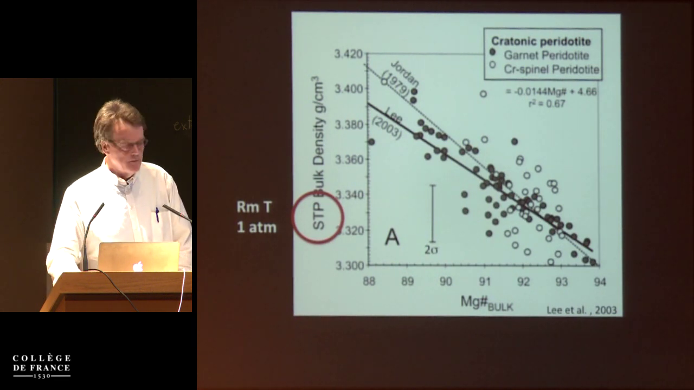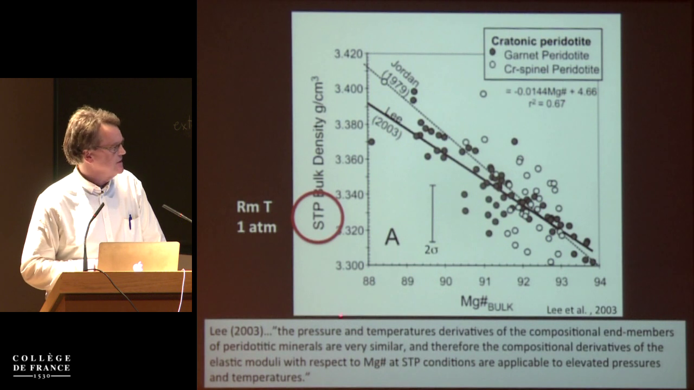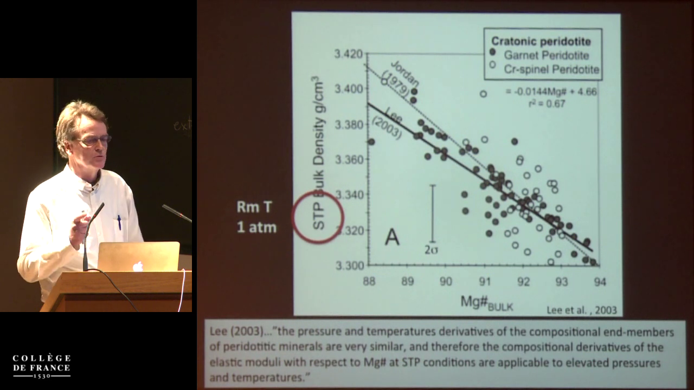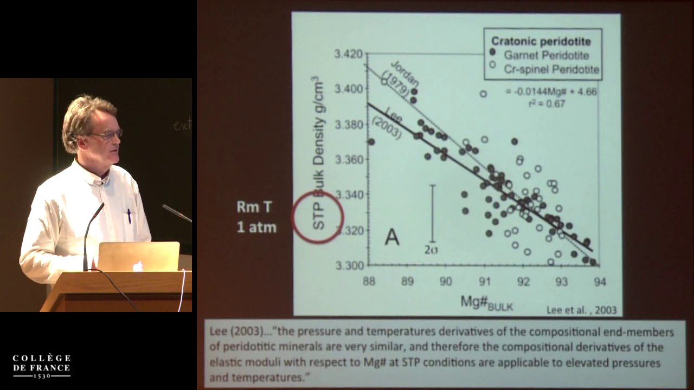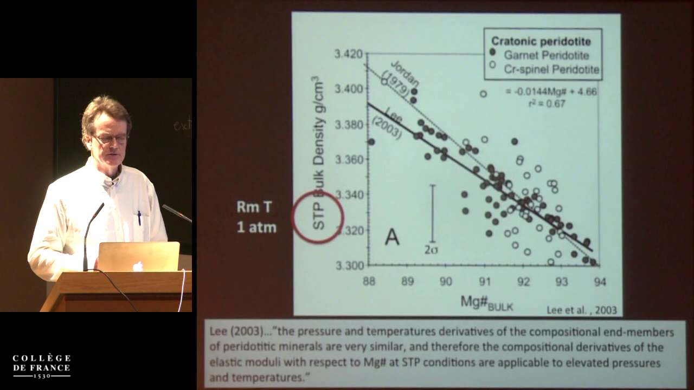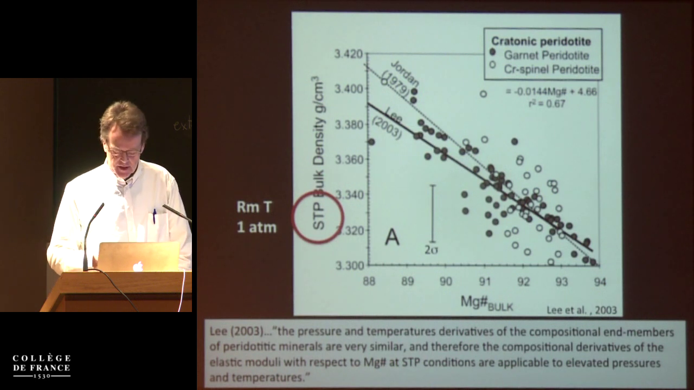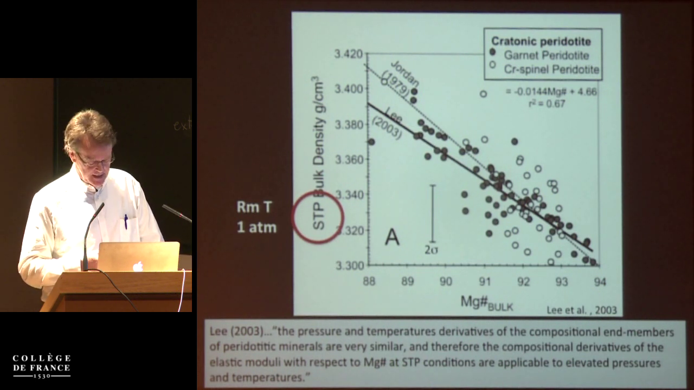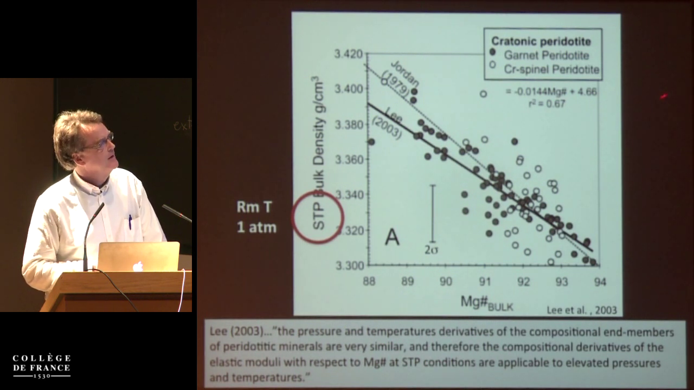And there's a point that I'd like to draw attention to out of his paper. He says that the pressure and temperature derivatives of the compositional end members of peridotitic minerals are very similar, and therefore the compositional derivatives of the elastic moduli with respect to Mg number at room temperature and pressure conditions are applicable at elevated pressures and temperatures. That may not be a totally unreasonable assumption to make, but you can see that there's a great deal of scatter or variability in these xenolith suites. And if you try to draw a best fit line through here, the R-squared values are pretty small. They're very far from a good correlation.